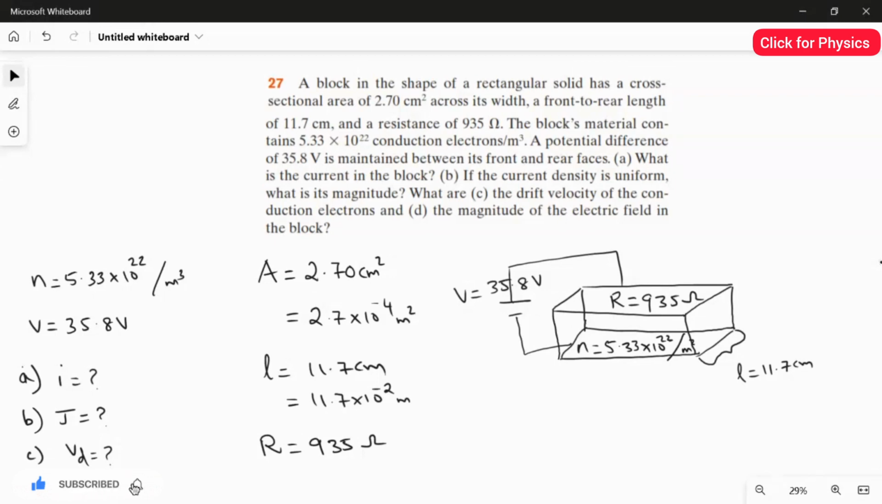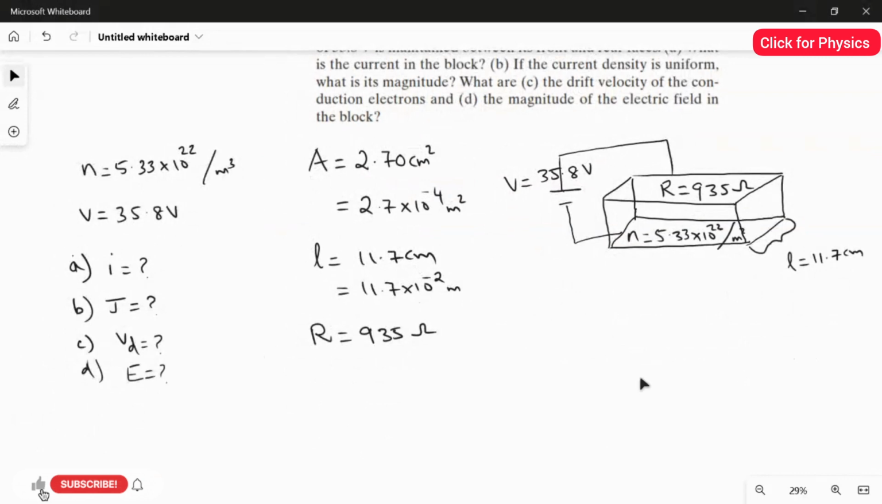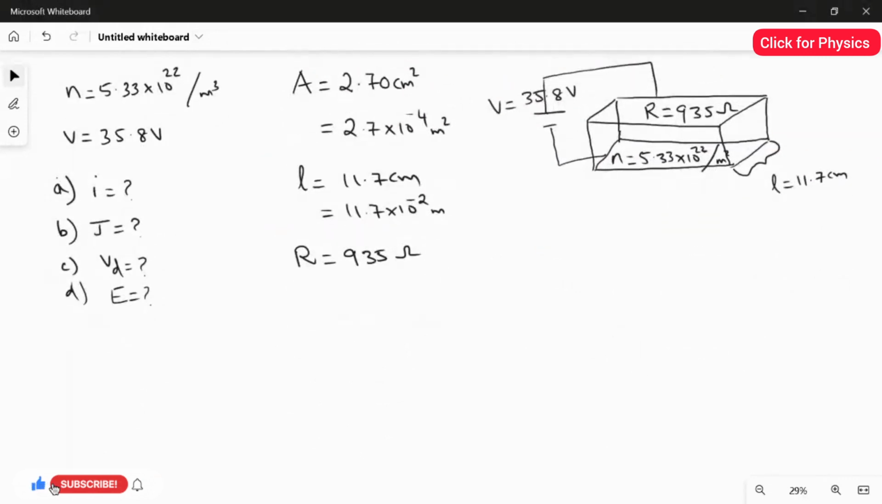Meter cube means in this volume of the rectangular block, we have this many conduction electrons. Clear? So now we are just going to find the answer for these 4 questions, and for that we are going to use these values, right? Okay, first question, we are going to find the answer for the current. So what is the formula for the current? We can get the answer for the current from the equation V equal to the current multiplied by the resistance, right?